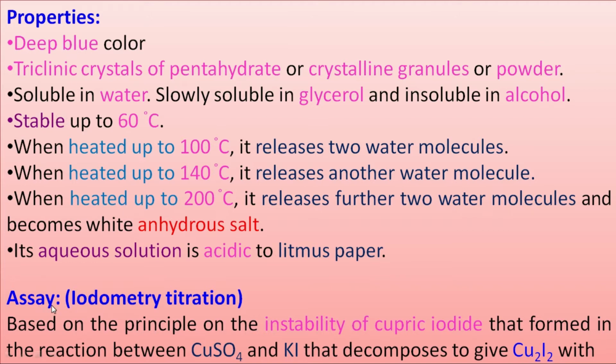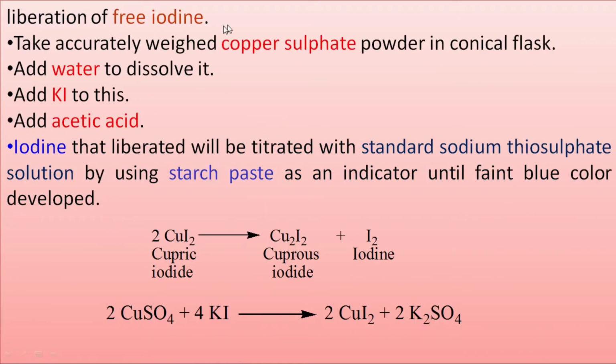Now assay of copper sulphate. The assay of copper sulphate is based on iodometry titration. This assay is based on the principle of the instability of cupric iodide that is formed in the reaction between copper sulphate and potassium iodide. This cupric iodide will decompose to Cu2I2, that is cuprous iodide, with the liberation of free iodine.